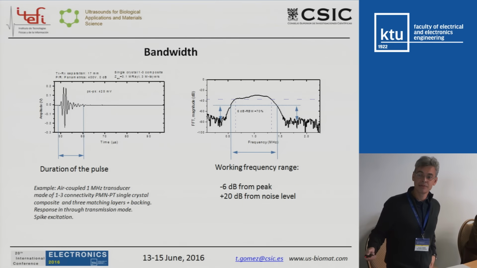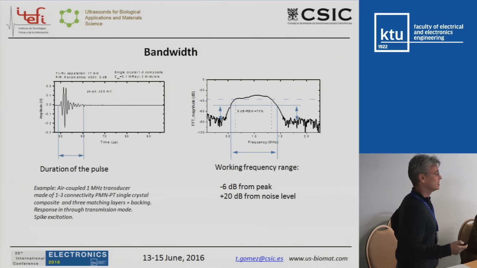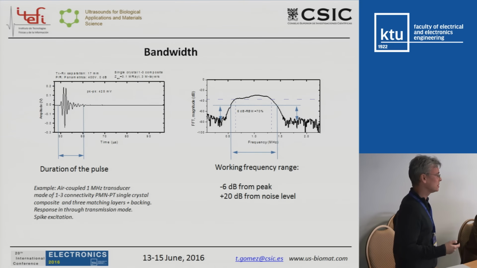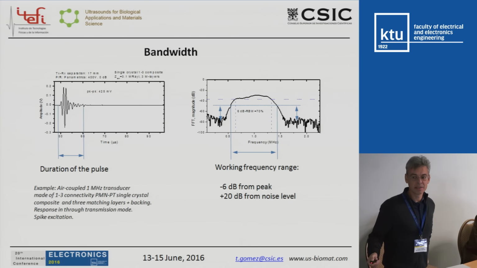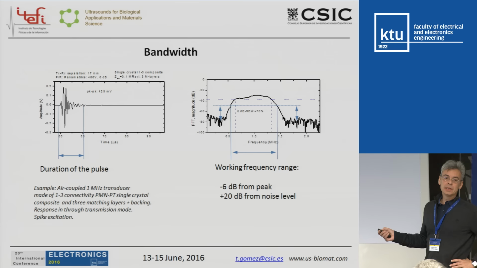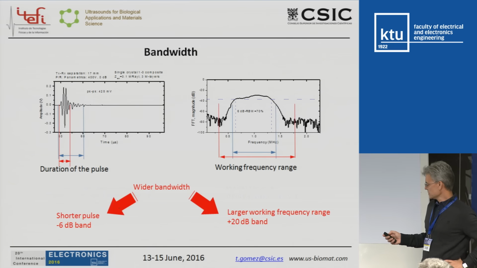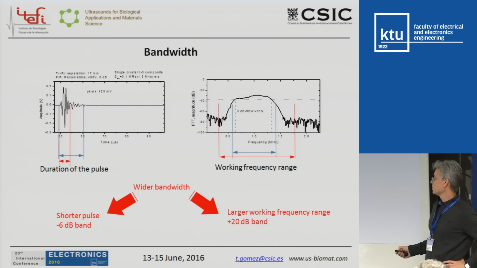It's important that we can define the bandwidth in two different ways. Normally we use the peak, and we take 6 dB below the peak, and we define this as the 6 dB band. But if we are interested in knowing how much energy we can use at different frequencies, maybe it is useful to have a different definition. It can be something like 20 dB above the level of noise. So this would be a different definition, but anyway, wider bandwidth means shorter pulse and a larger working frequency range.